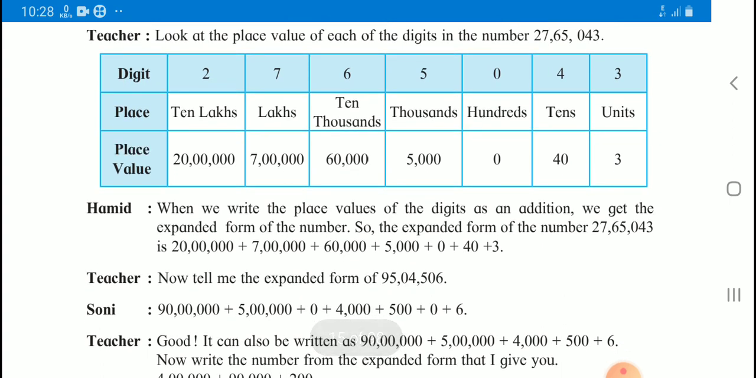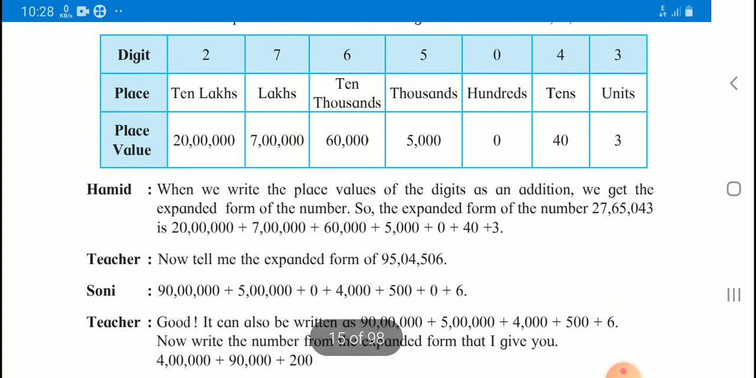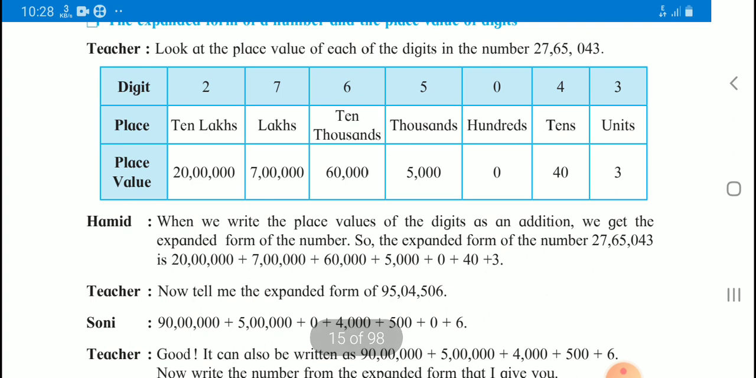Now next to that, the number is 5. 5 is in the thousand place. So the place value of 5 is 5000. Next 6. 6 value is 60,000 and the place is 10,000. So the value is 60,000. 7 is in the place of lakhs. So the place value of 7 is 7 lakh and 2 is in the place of 10 lakhs. So the place value of 2 is 20 lakh.